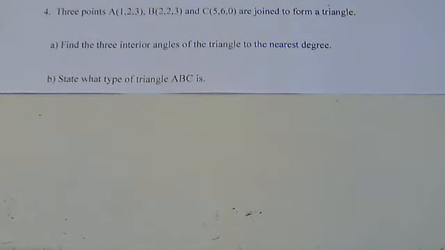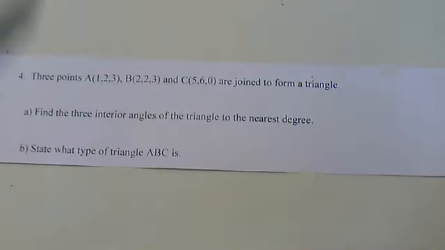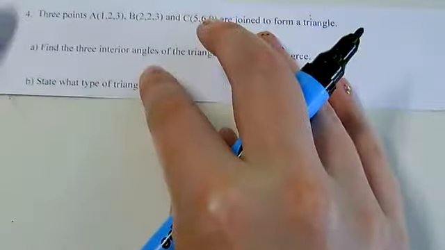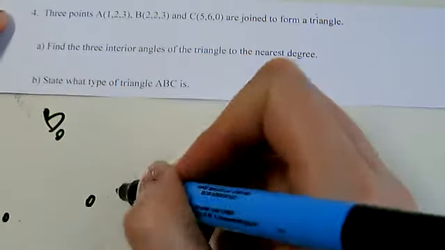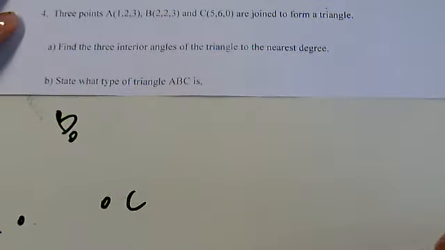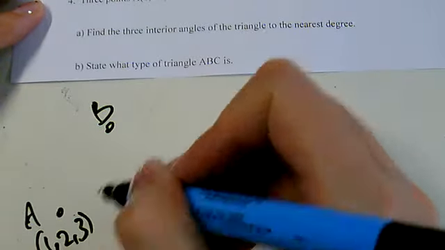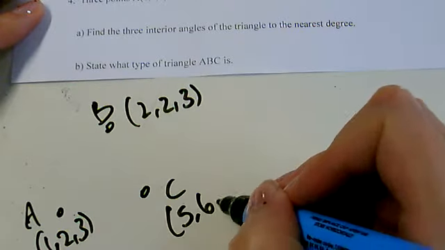Okay, so we've got 3 points of a triangle here and we're trying to find the interior angles. So let's start off finding the vectors that make up the side lengths here. So if I just move that down, I can fit a bigger picture in. So we've got A, B and C, and they've got position vectors 1, 2, 3, 2, 2, 3 and 5, 6, 0.